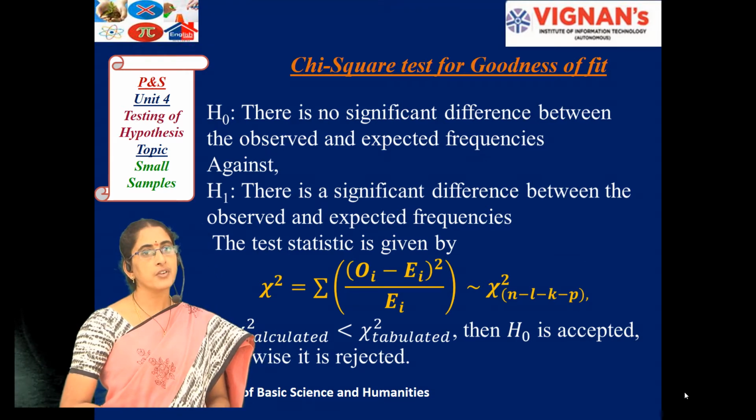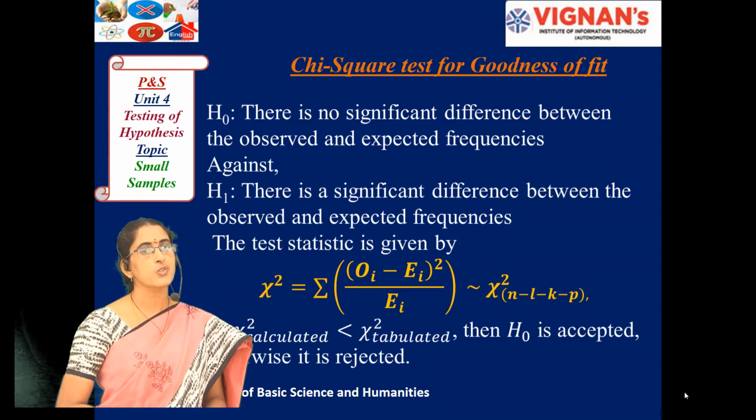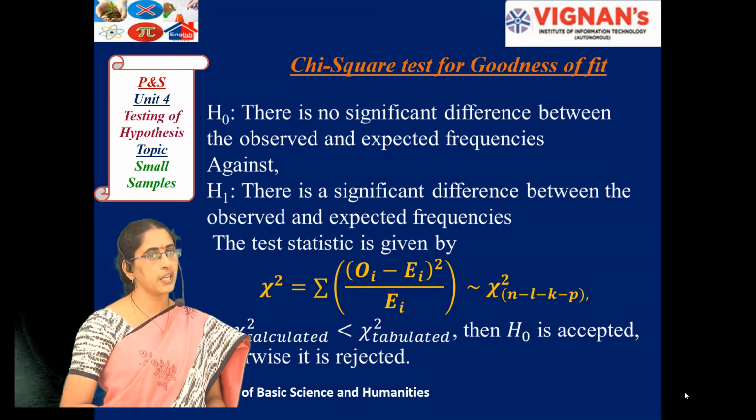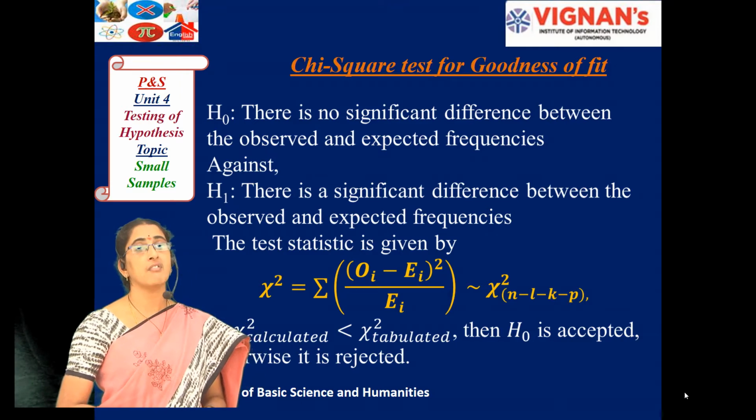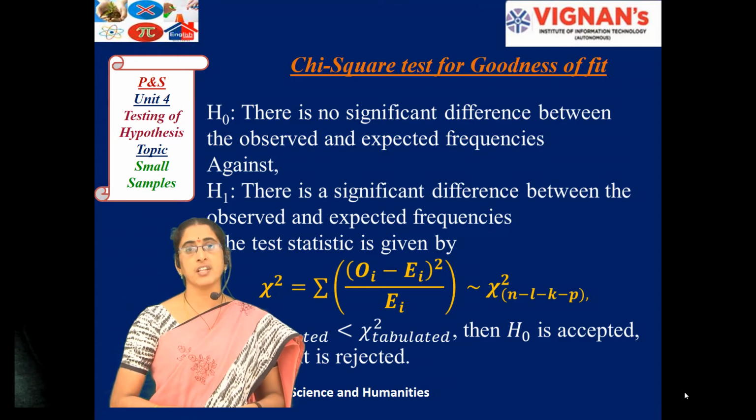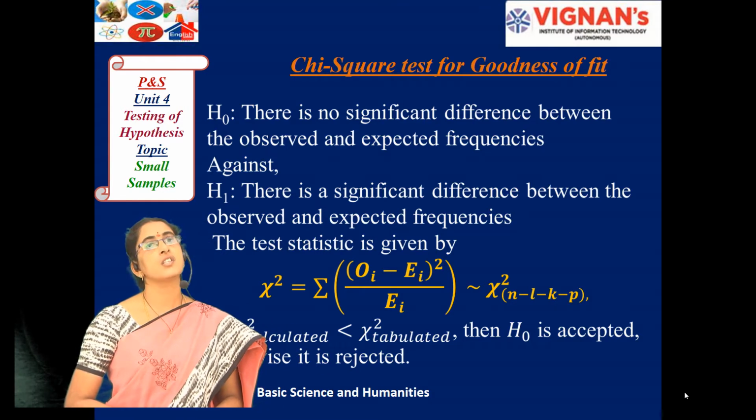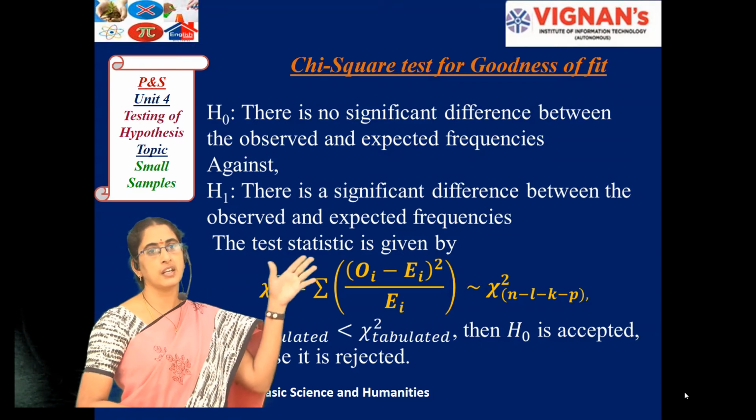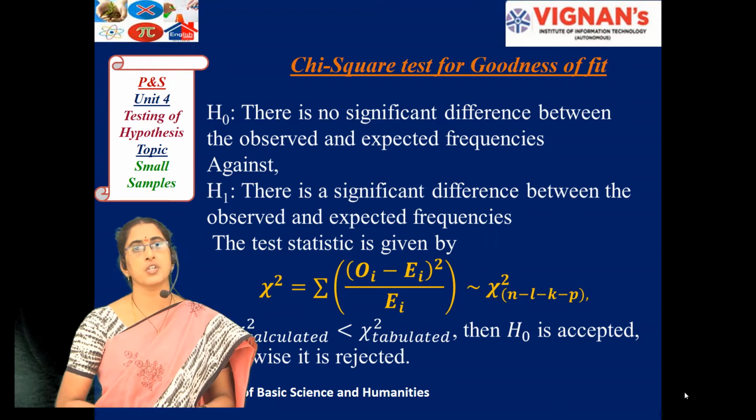If we are using the binomial distribution, the parameter for binomial is p, so we have to estimate the parameter p from the given data. In that case, the k value is equal to 1. Coming to the Poisson distribution, the parameter of the Poisson distribution is lambda, which we also have to estimate using the given data. So in the case of the Poisson distribution also, the k value is equal to 1.